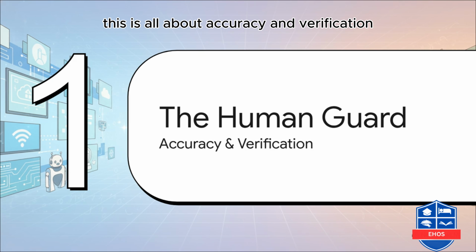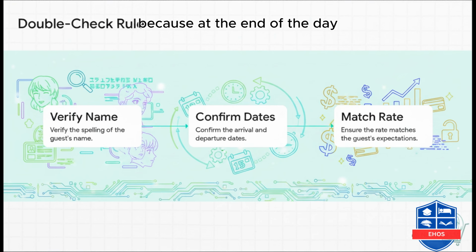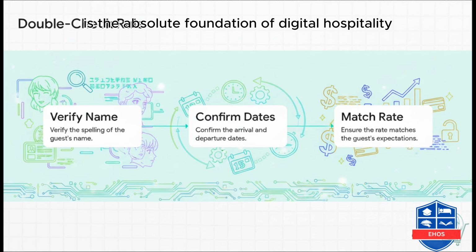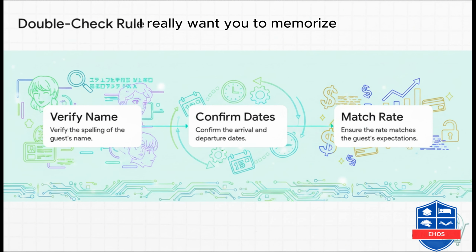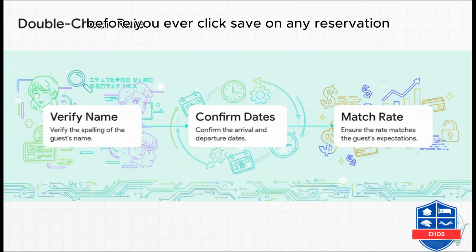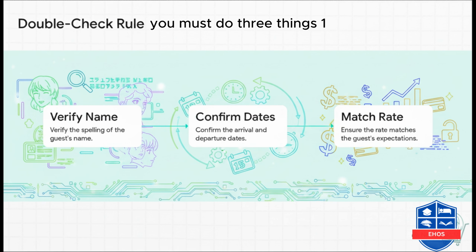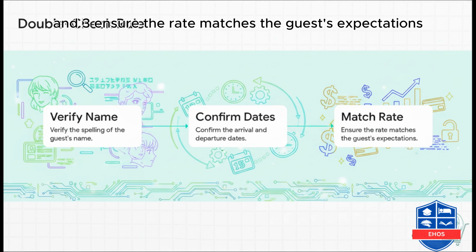Finally, we reach Section 5, the human guard. This is all about accuracy and verification. Because at the end of the day, accuracy is the absolute foundation of digital hospitality. I really want you to memorize this core operating procedure, the double check rule. Before you ever click save on any reservation, you must do 3 things. 1, verify the spelling of the guest's name. 2, confirm the arrival and departure dates. And 3, ensure the rate matches the guest's expectations.